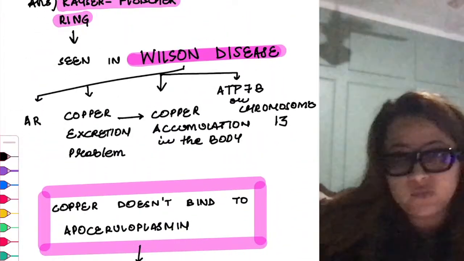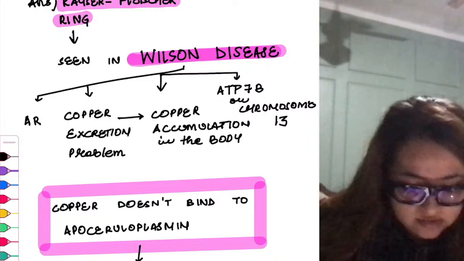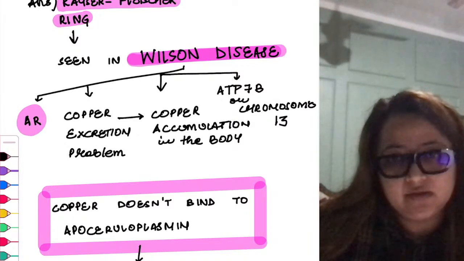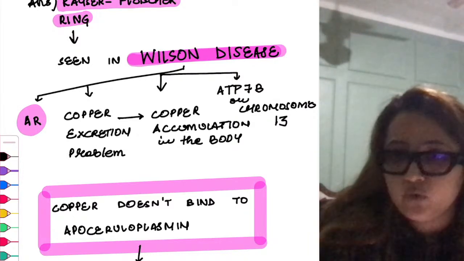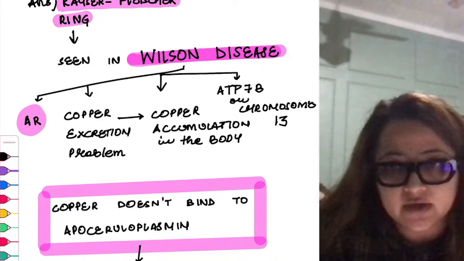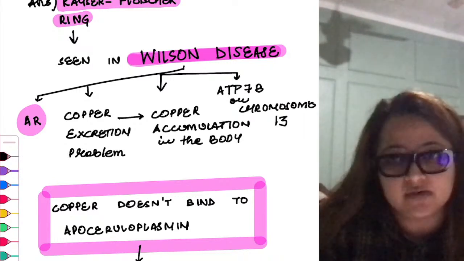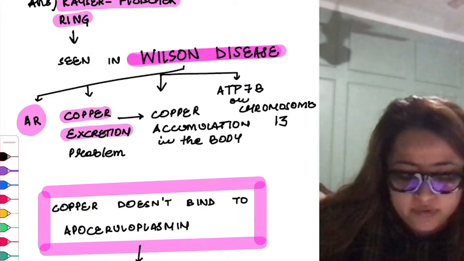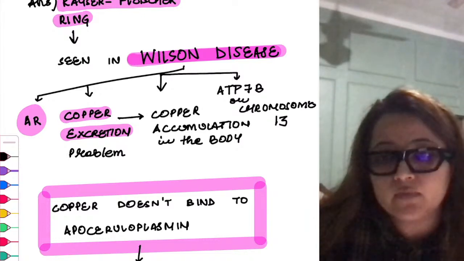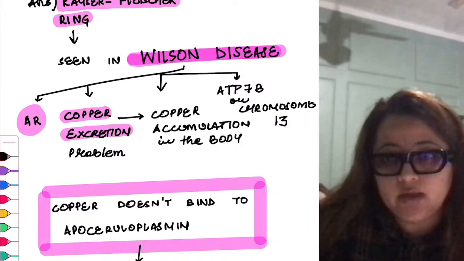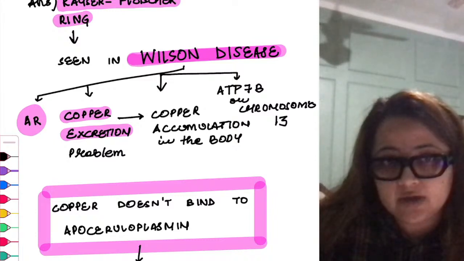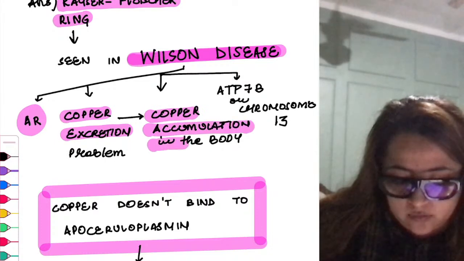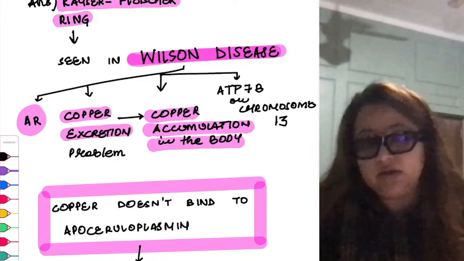So number one, the pattern of inheritance that is shown by Wilson disease is autosomal recessive. That means for any disease following the autosomal recessive mode of inheritance, both the alleles should be mutated. Then only the disease would be able to express itself. All right. Then the problem in Wilson disease is that the copper is not getting transported properly. Copper excretion problem is there, and copper is accumulating in the body. Now let us discuss why this happens.